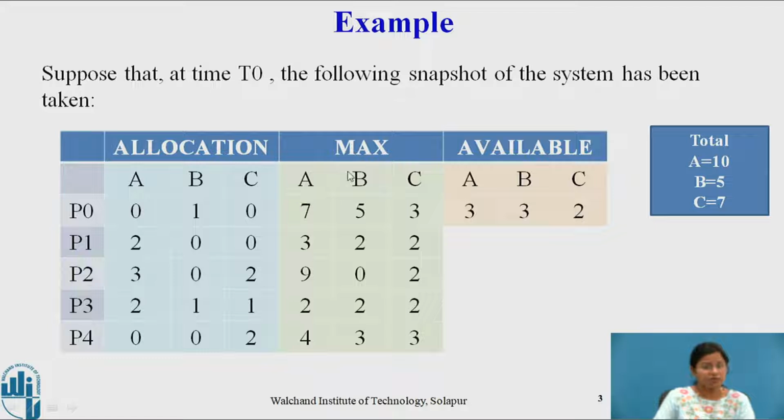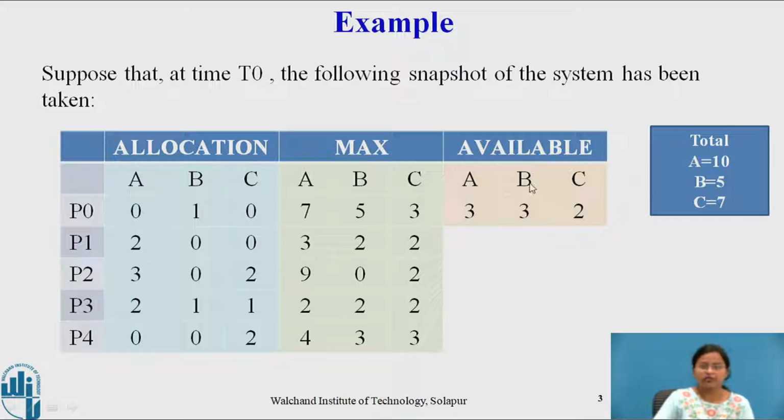Now what is this max matrix? It shows the maximum need that a process may request in the near future for completion of its execution. So that is the maximum instances that a process may request. And what is the available matrix? Available matrix is calculated by subtracting the number of instances allocated from the total instances.